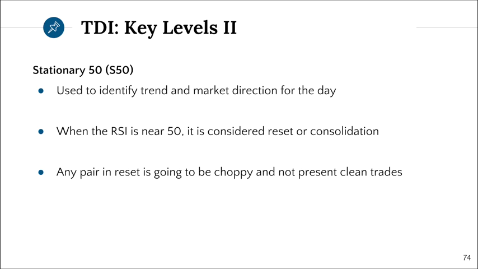Let's talk about the stationary 50. This is used to identify trend and market direction for the day. When the RSI is near the 50, it's going to be considered reset or consolidation. So when the value of the green line is around 50, maybe 48, 52, 51, that tells us that we're in some type of a consolidation.